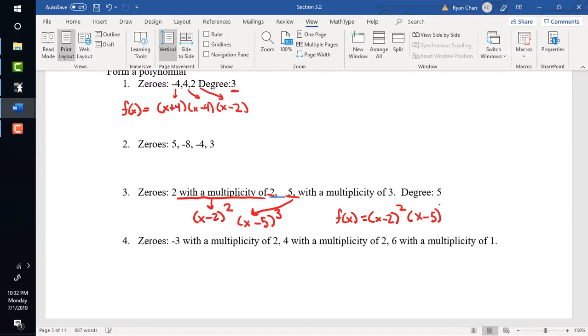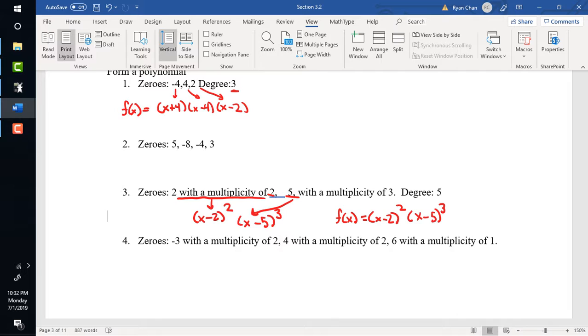If you notice, the multiplicity just ends up resulting in the exponent on top, and your zeros are opposite signs. Notice the degree ends up being 5 because 3 plus 2, I'm adding my exponents. 3 plus 2 is 5. That ends up here.